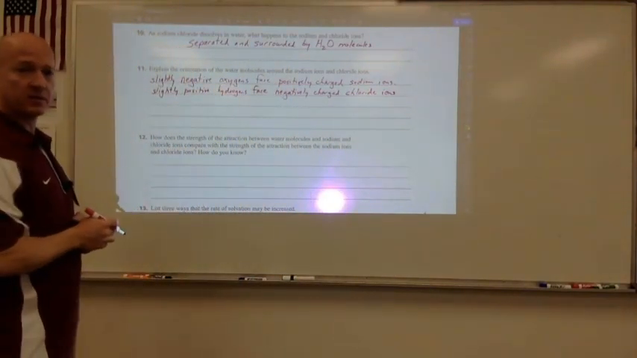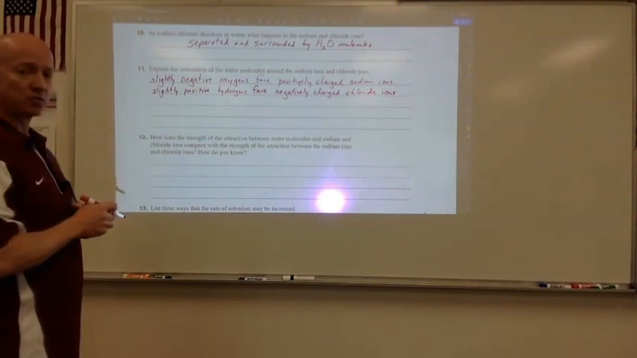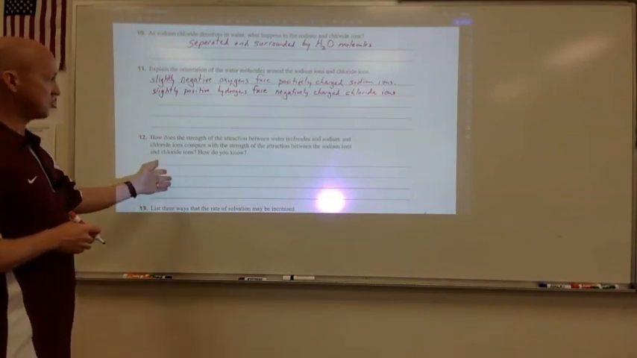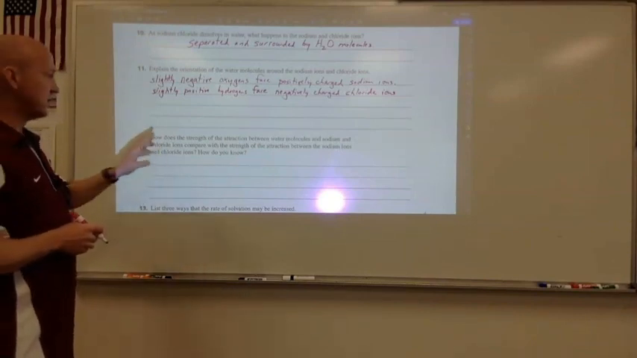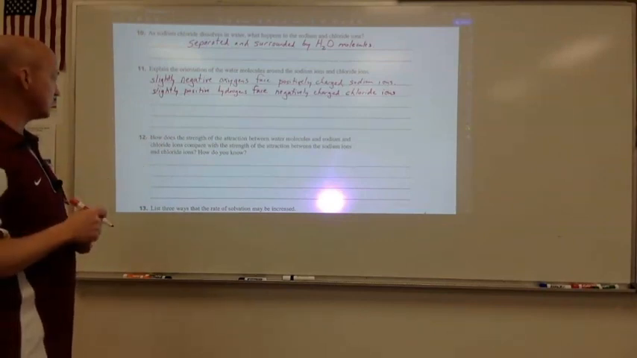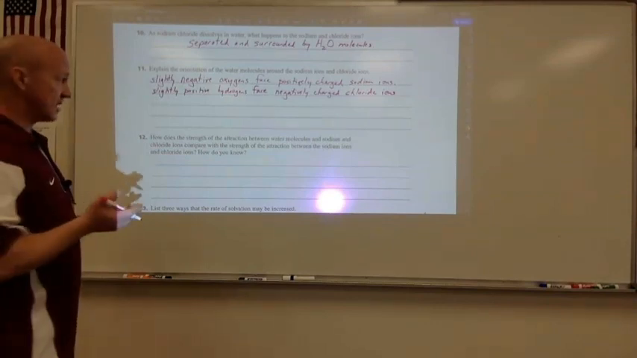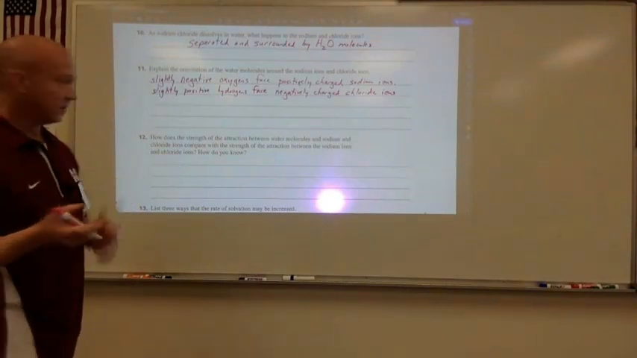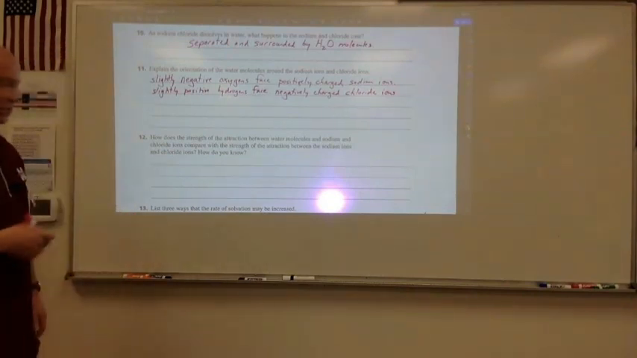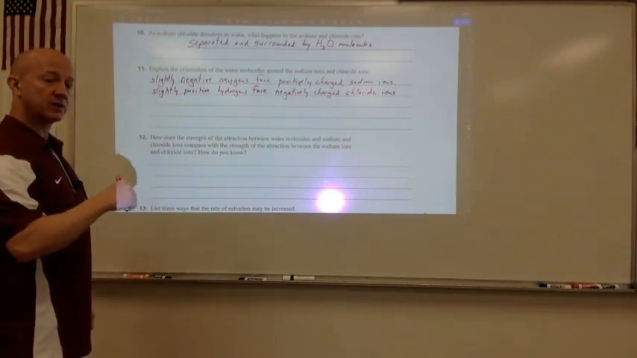There's a definite negative and positive thing that's happening here, and a natural attractiveness that takes place. How does the strength of the attraction between water molecules and sodium and chloride ions compare with the strength of the attraction between the sodium ions and chloride ions? Well, it has to be greater, doesn't it? The water molecules have a greater attractiveness to those sodium ions and chloride ions than the sodium ions and chloride ions do to each other.